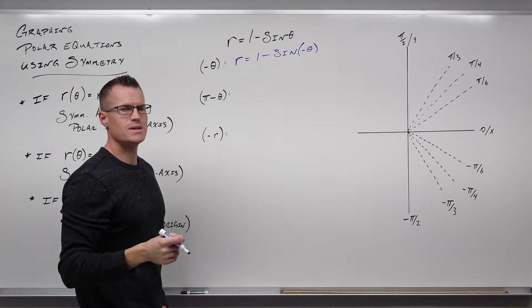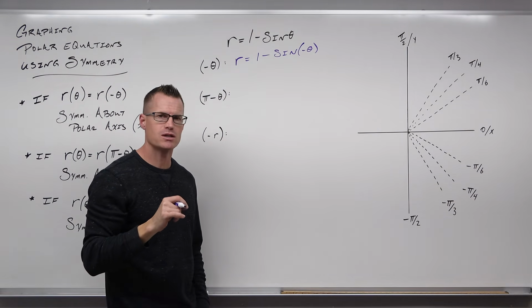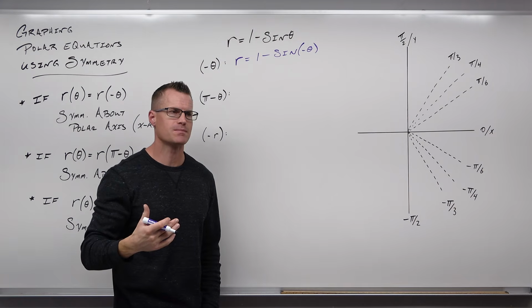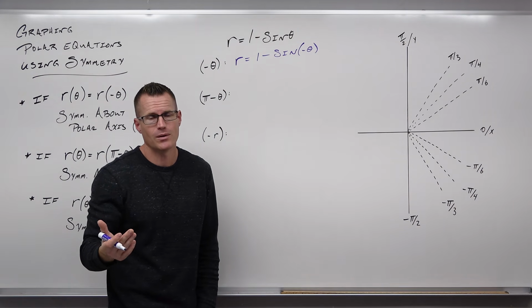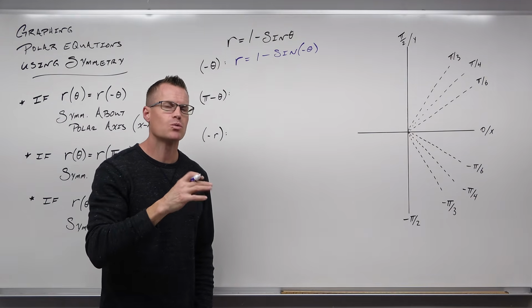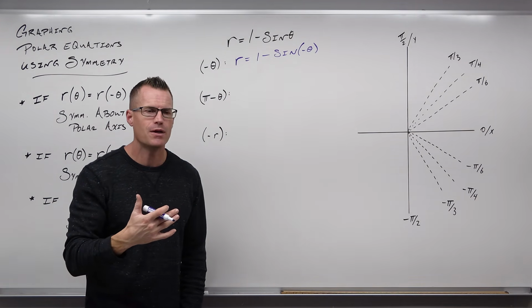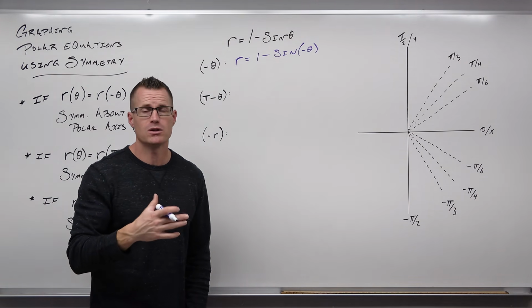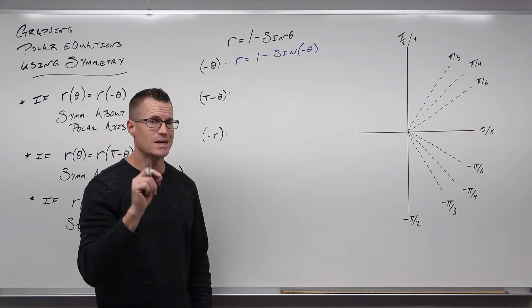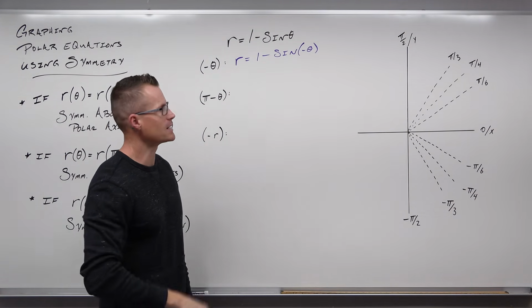If this works out to be exactly the same equation that I started with, we will have symmetry about the x-axis or the polar axis. If not, then we probably won't. Now, get this. We probably won't. This is not a guarantee. If it doesn't work, it's not guaranteeing that you don't have symmetry, but you just can't use it because you're not sure. It's inconclusive. If it does work, we guarantee that we will have symmetry though, so that's nice.